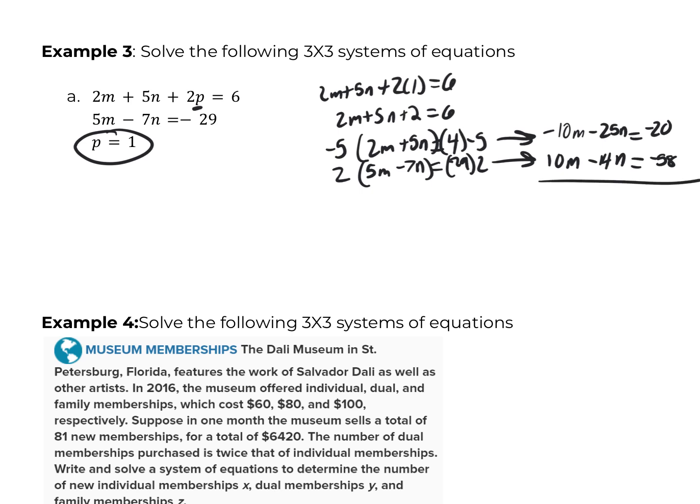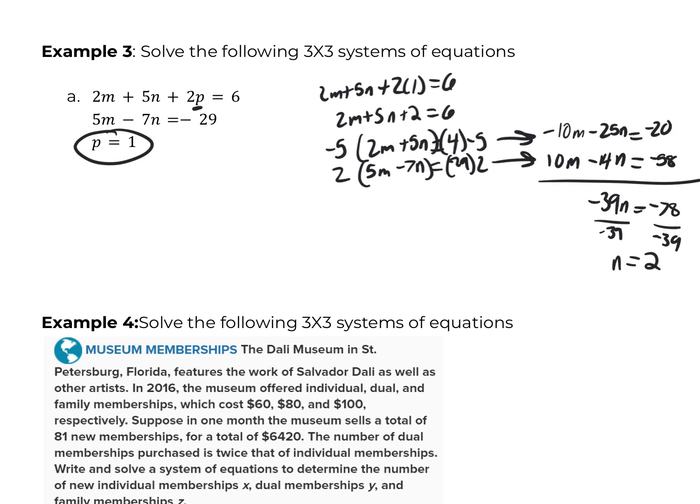So add those together. Negative 25 minus 14, that's going to be negative 39n equals negative 78. Divide both sides by negative 39. And I get that n is 2. So I have two variables now. I have p and I have n. So all I need left is m.